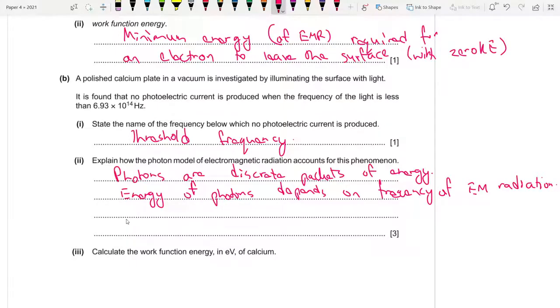And here's the thing, one electron can only interact with one photon. That's the very important point. One can interact with one. Even if you have one photon with lots of energy, it can only give rise to one electron. Do you understand? So electrons can only absorb a single photon of energy. Important.